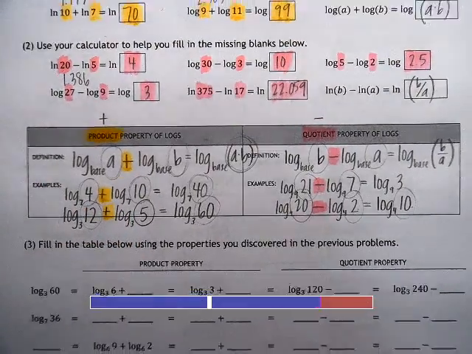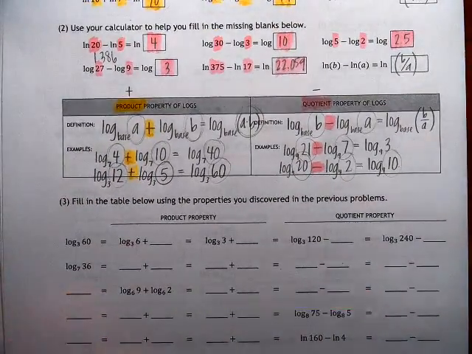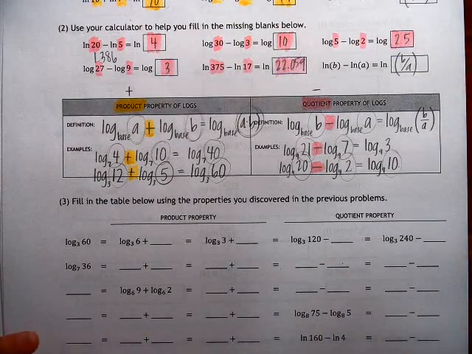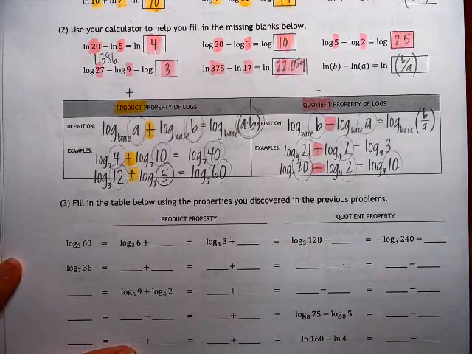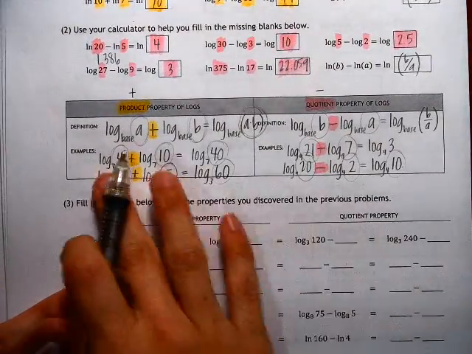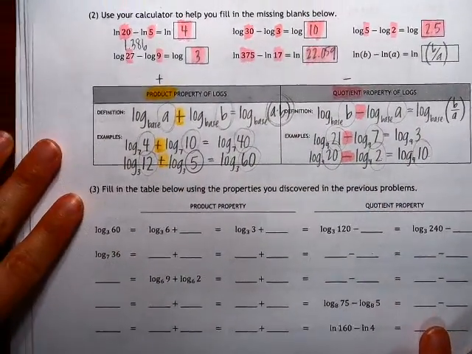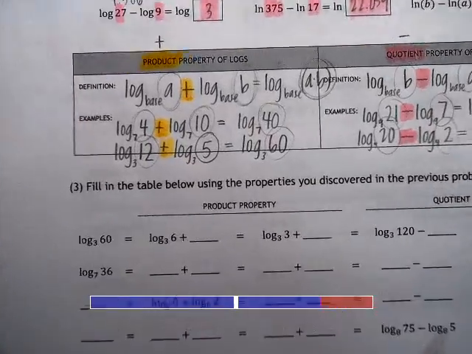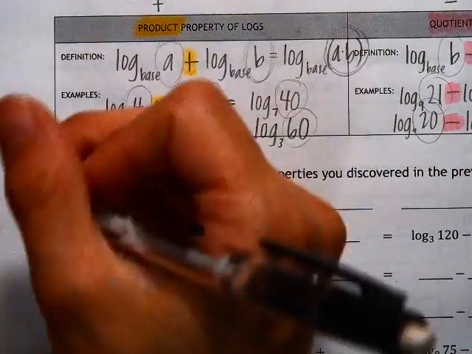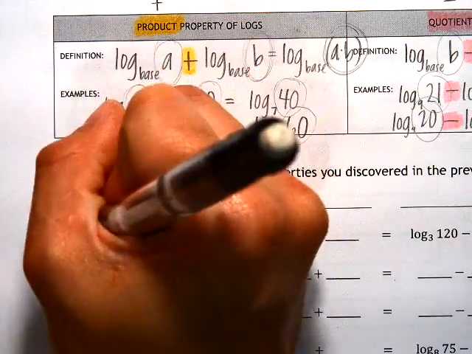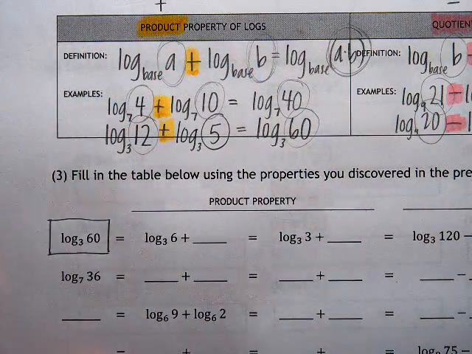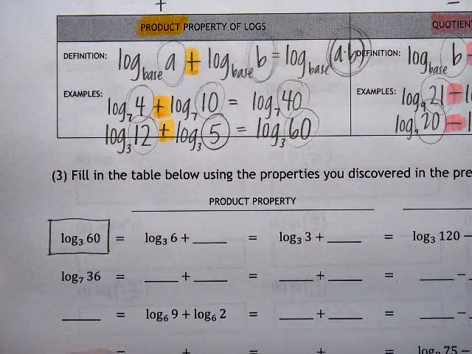Now that you've seen this though, try to take some time to do question number 3. Because in question number 3, they're going to prompt you to think about these properties and to fill in the missing blanks, much as we did in these examples here. For example, over here at the beginning it says log base 3 of 60. So every pair of numbers that we want to make has to give us a 60 as a result.